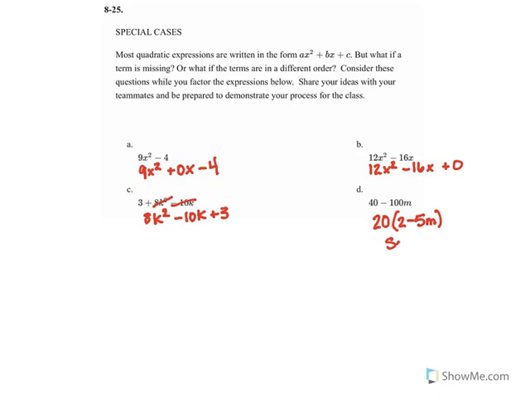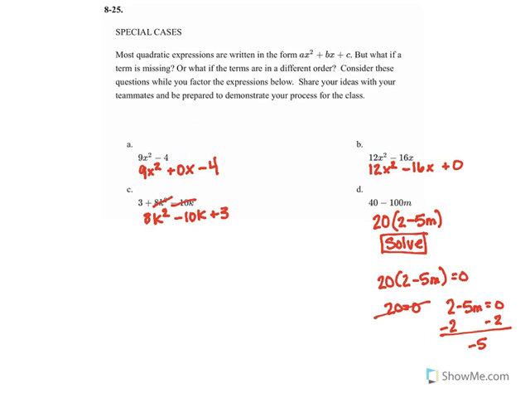So if we wanted to solve it, I would do 20 times 2 minus 5m equals 0. That would mean 20 equals 0. That can't happen, right? That's not a real solution. And we would have 2 minus 5m equals 0. So I would subtract 2 from both sides to get negative 5m equals negative 2 and divide by negative 5.